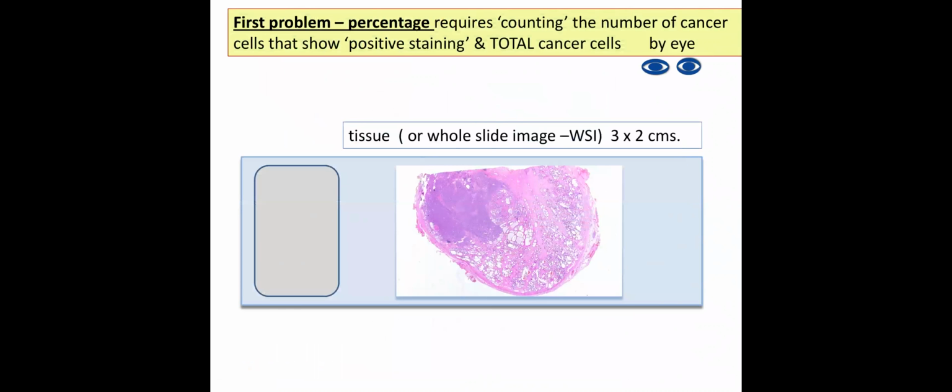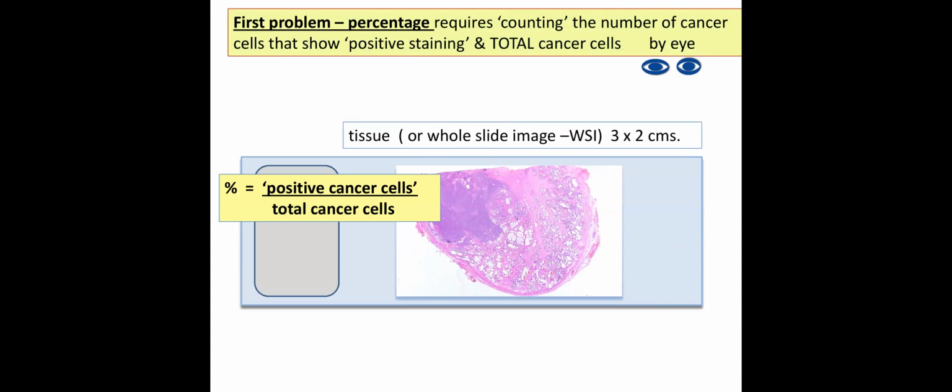So now let's look at a slide and analyze what we as pathologists are being asked to do, and in fact, what we are cheerfully doing. If we're going to give a percentage, 1%, 5, 10, 50, whatever it is, we need to know the number of positive cancer cells and the total number of cancer cells, and we divide them.